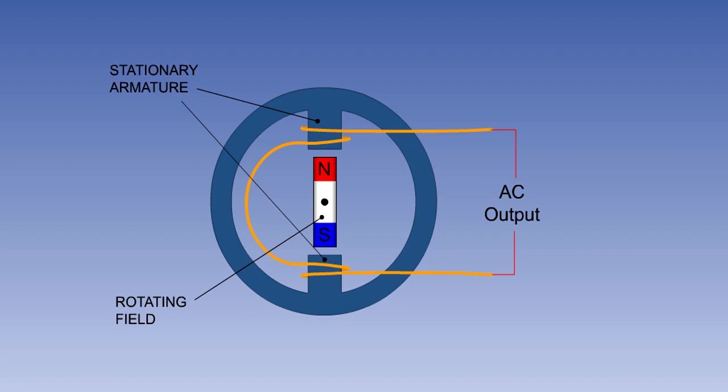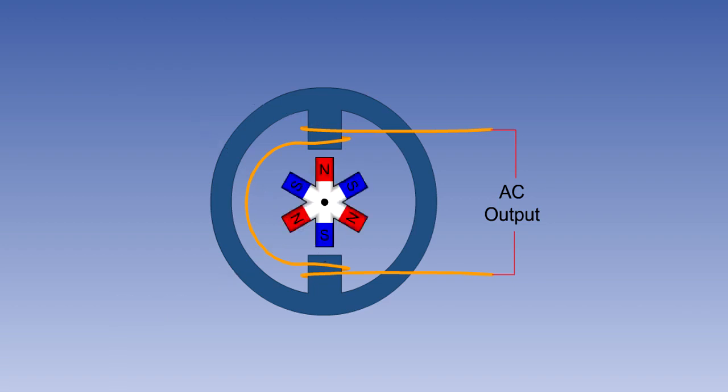Because they don't need commutators, practical AC generators normally have the positions of the field and the armature transposed from the positions used in DC generators. That is to say, the field is on the rotating assembly, and the high-power armature windings are stationary, in the same way that they are on a DC alternator, but without the rectifier.